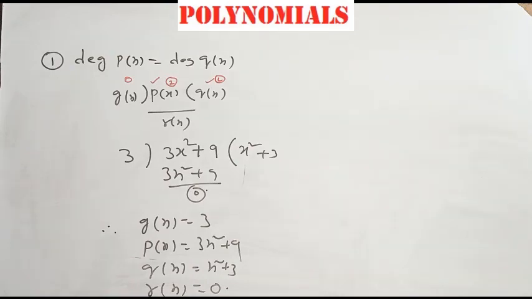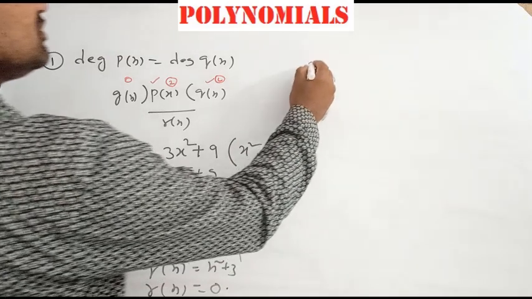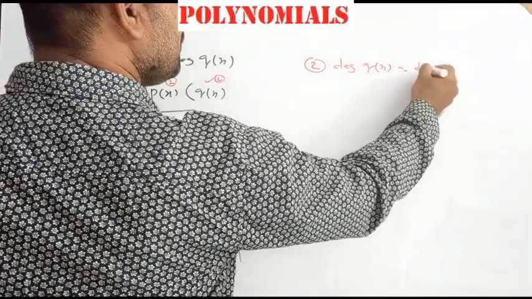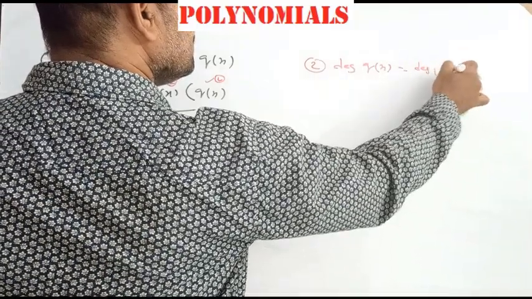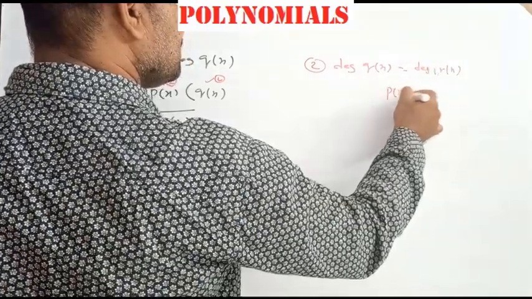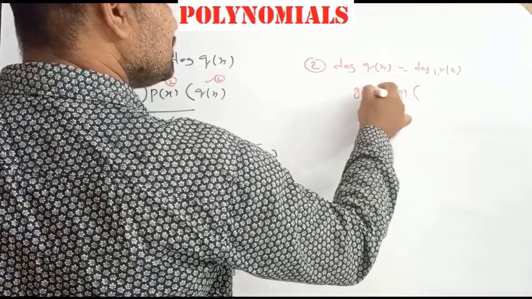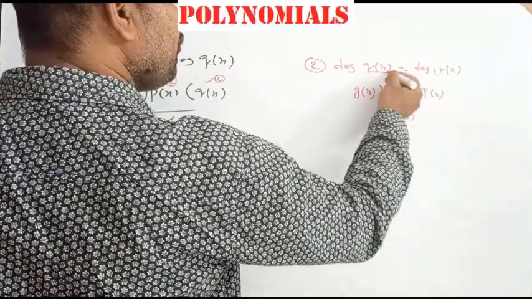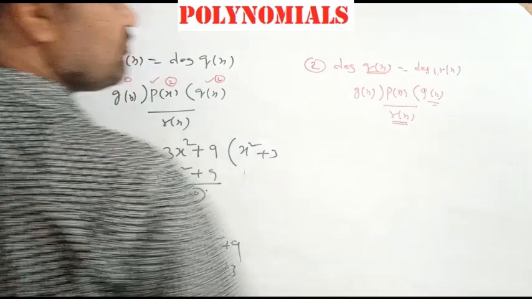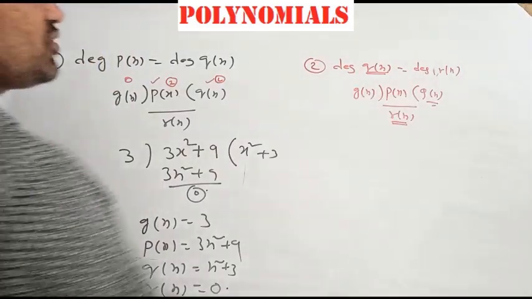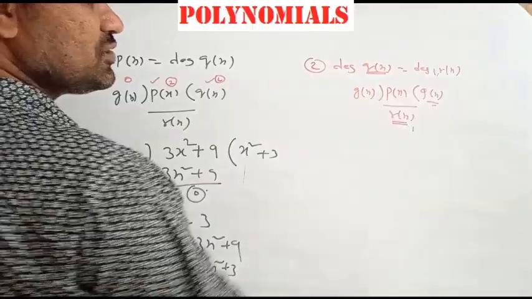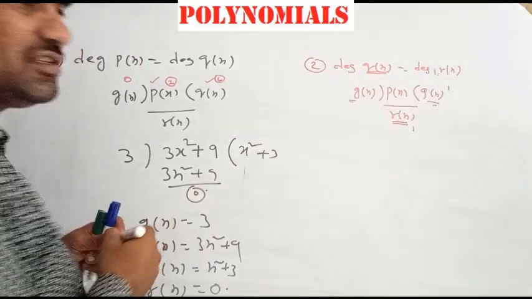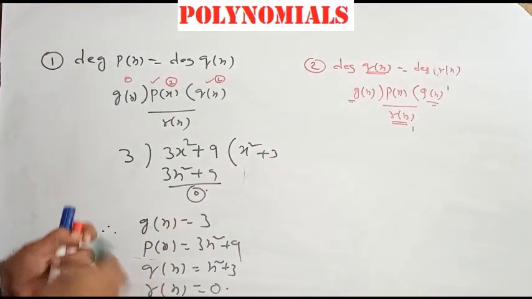Next one is degree of q of x equal to degree of r of x. Next example: this is p of x, this is g of x, this is q of x, r of x. Degree of q of x and degree of r of x should be the same. For example, I want to take this as first degree. You just want to give examples. So the degree of g of x should be greater than first degree, maybe second degree or third degree. So I will take second degree.